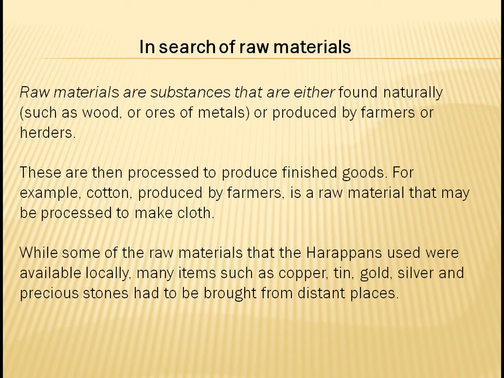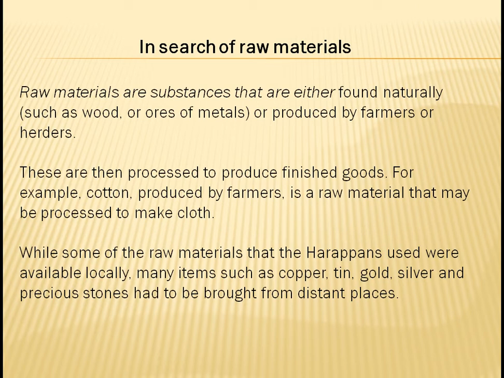In search of raw material. So what was the story of in search of raw material? So these people were searching for the foodstuff and whatever was being produced by the farmers or the herders. These are then processed to produce finished goods. For example, cotton produced by a farmer is a raw material. After that, the cloth is made.